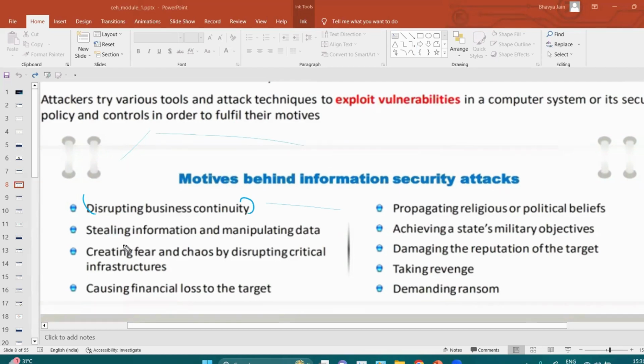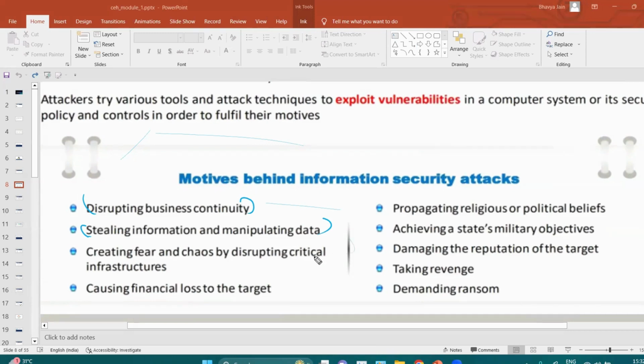Then stealing information and manipulating data. If any attacker is attacking a system, he or she can steal some data or manipulate it, like changing important, confidential data. The third reason is creating fear and chaos by disrupting critical infrastructures. Any terrorist group can hack systems to create fear and chaos in the company, in society, or in the nation.